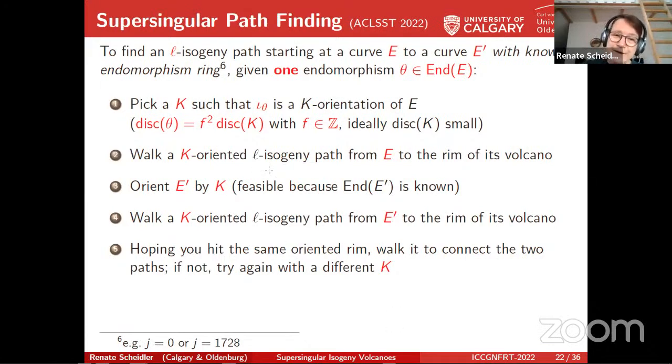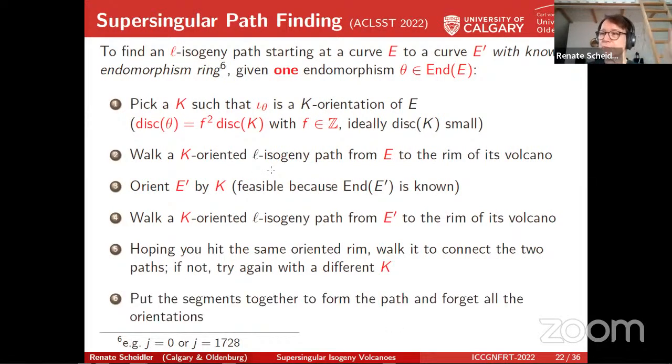Okay, but if they lie on the same rim, now you've got your path, right? You walked up from the one elliptic curve, you walked up from the other elliptic curve, you connect them along the rim, there's your path. And now you forget that there were ever any orientations, and now you have your path. And that's how you do this.